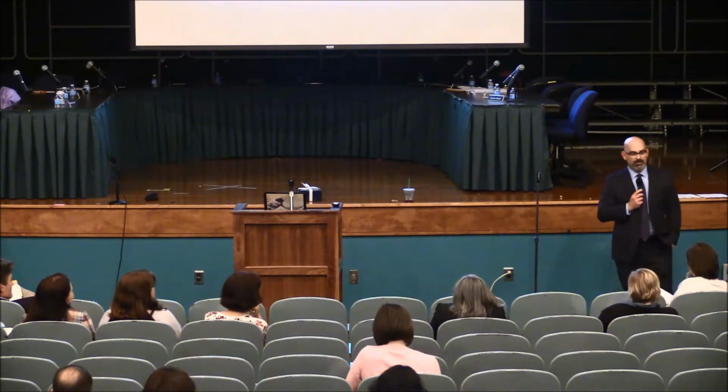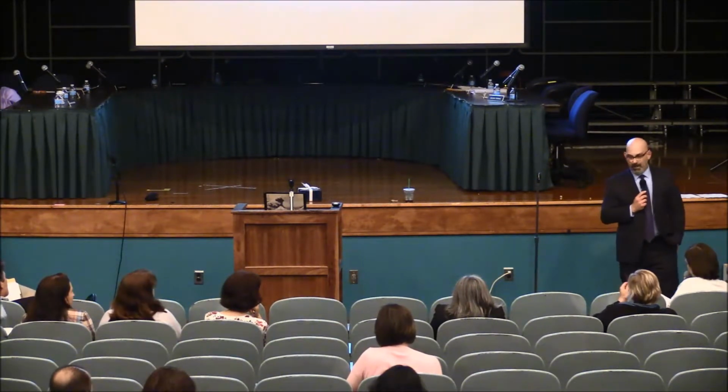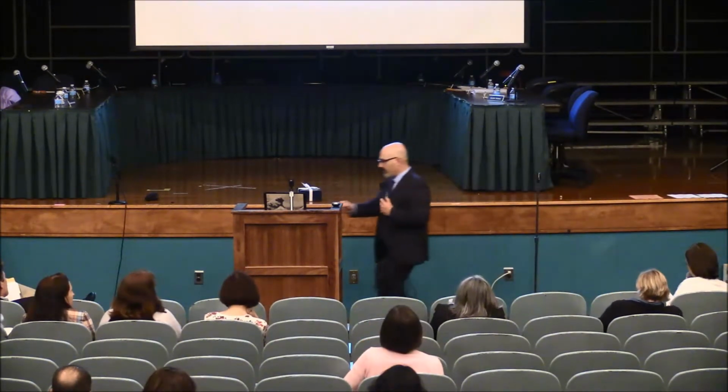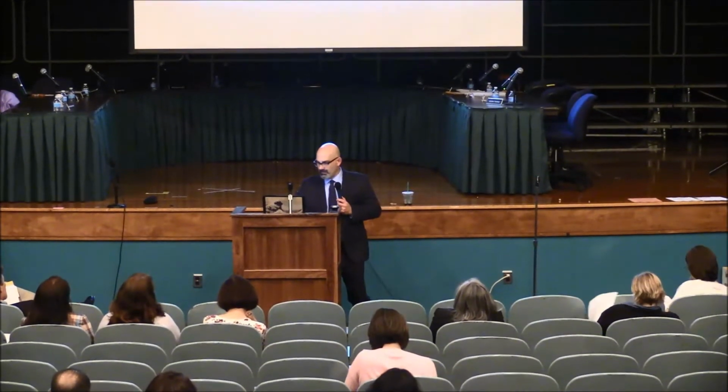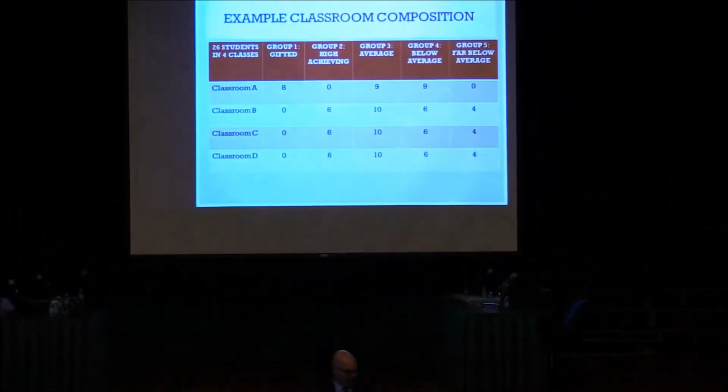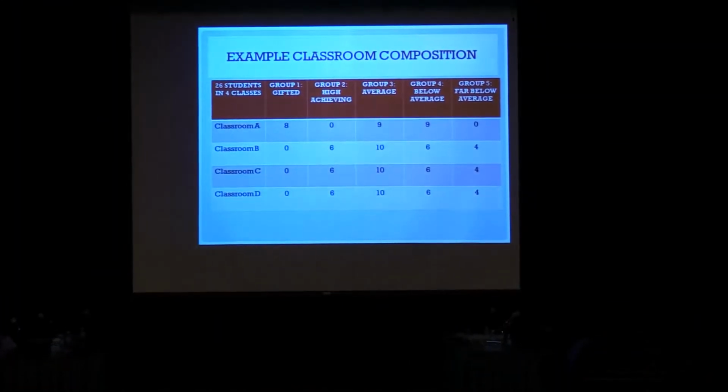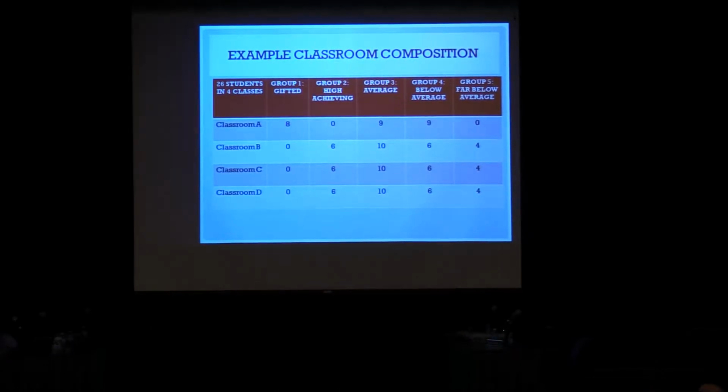On the example of classroom composition slide, the classroom A that contains the gifted cluster, the rest of the class is the average and the below average grouping. So this one teacher, do they have the gifted teacher come in and do some of the teaching of the gifted group, or are they giving instruction for the gifted group and the remainder of the class?